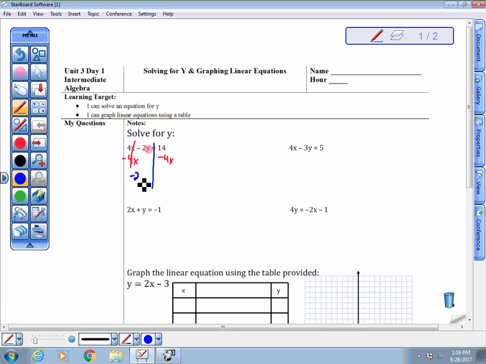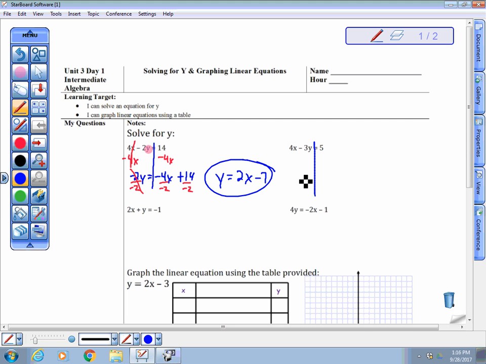And you're going to have a minus 2y equals a minus 4x and plus 14. Let's put the x's in front of the numbers. And then to get y by itself, I have to divide everything by negative 2, because that's the inverse operation. Multiply is divide by negative 2 in this case. And you'll get y equals 2x minus 7.